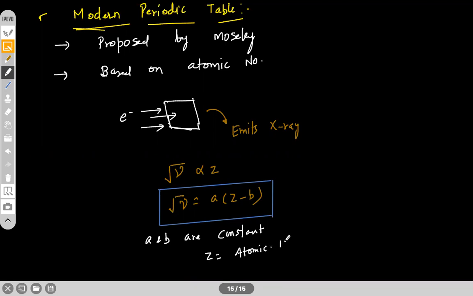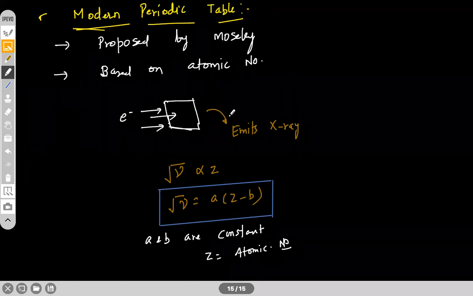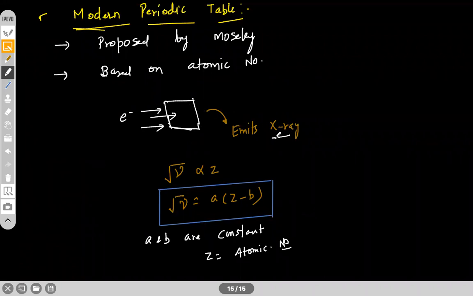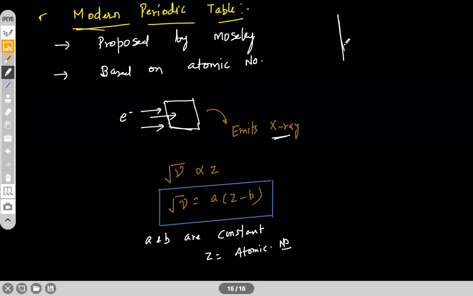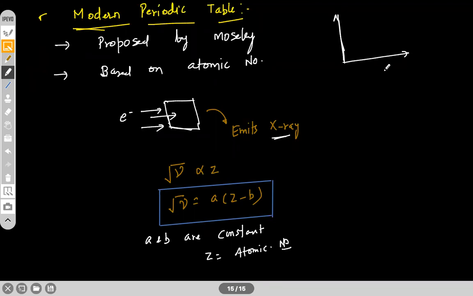So what happened here? He took different metal surfaces and struck high speed electrons on them, and he observed that X-rays come out in this experiment, right? And the root of the frequency of these X-rays is directly proportional to the atomic number of the metal that we are taking. We have a graph for this, actually. When he plotted the root of the frequency against atomic number, you'll get a graph like this: a straight line that passes through the origin, and hence the relation is.